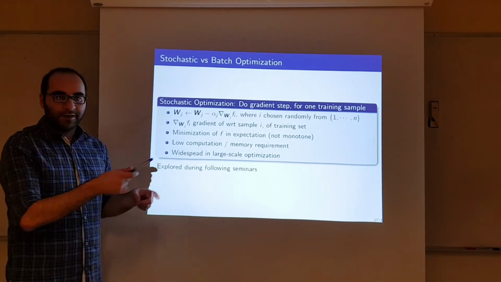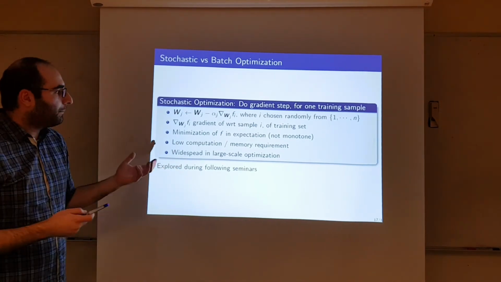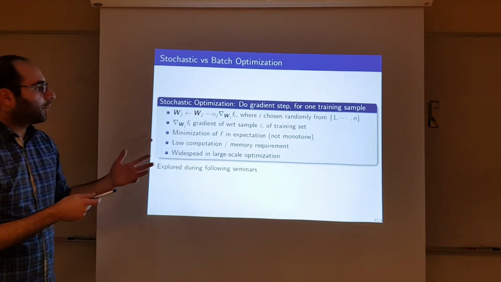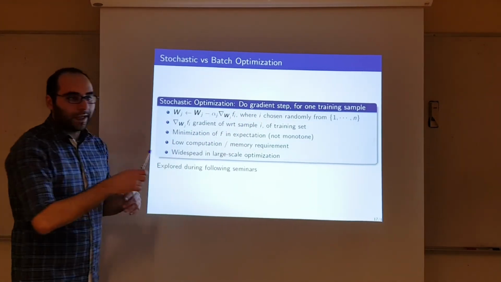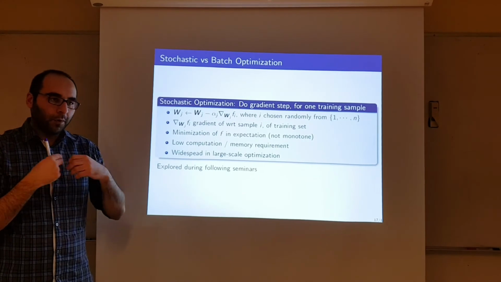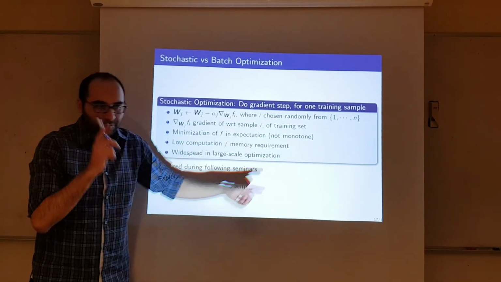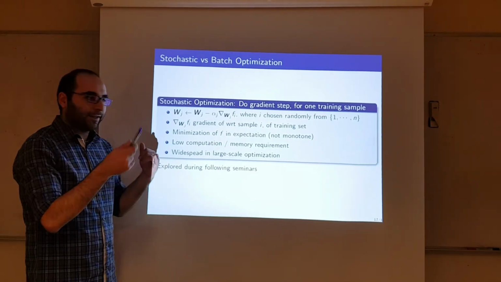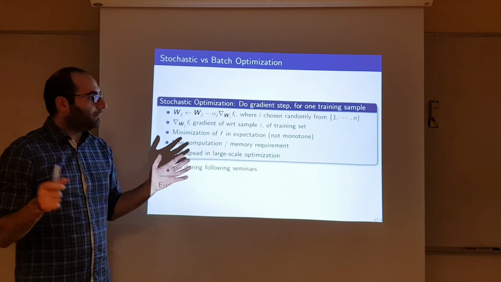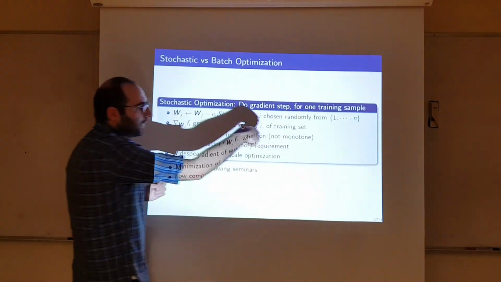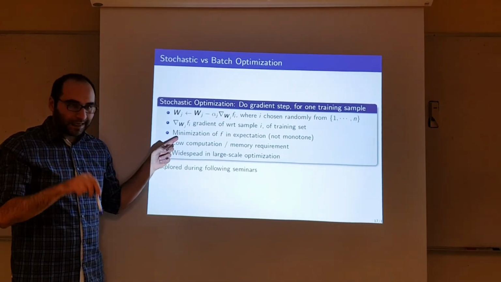So the alternative is to not use the full gradient information. This is what they call stochastic optimization, or stochastic gradient. Basically, instead of computing the gradient step with respect to all the samples that you have, you do that for one training sample. So you pick a training sample at random. You have n training samples, pick an index at random, let's say index I, and then compute the gradient with respect to that sample only.